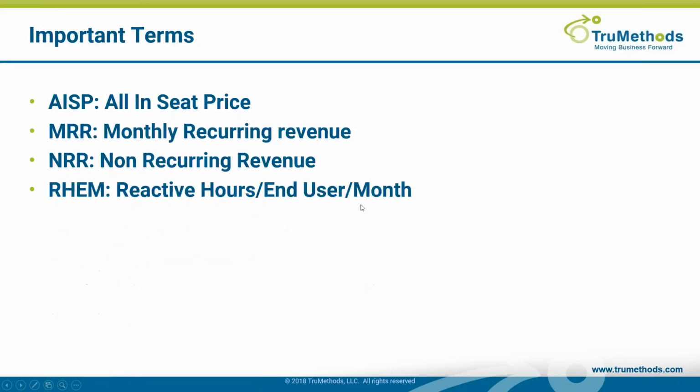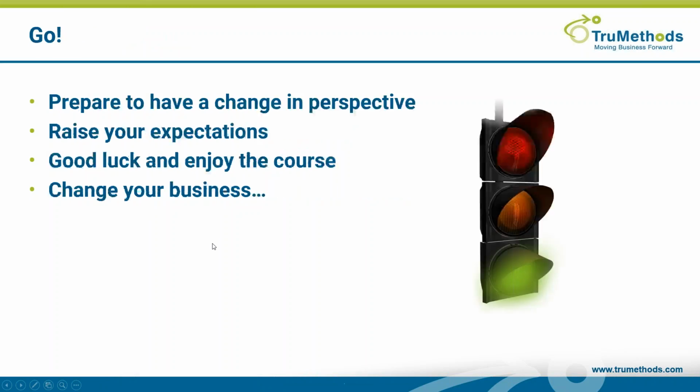So we're really excited. A couple of terms you're going to hear often. One I mentioned already, which is AISP, all-in seat price. This is a metric that shows what your average price is per seat. All of your recurring revenue divided by all the seats you support, that's your average, and that's going to be critical. MRR is monthly recurring revenue, NRR is non-recurring revenue, and finally something that we're going to teach you that we call REM. It's a measure of reactive service, and that stands for reactive hours per end user per month. So these are some important terms we're going to use.